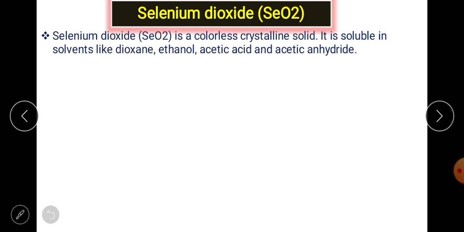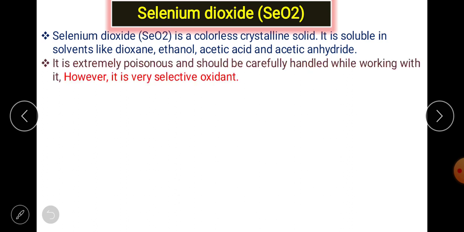It is a colorless crystalline solid which is soluble in polar solvents like ethanol, acetic acid, dioxane, acetic anhydride, etc. It is extremely poisonous and should be carefully handled while working with it. However, it is a selective type of oxidizing agent.